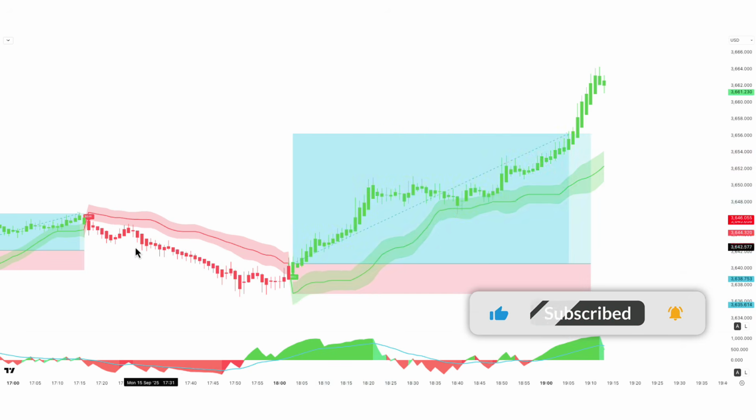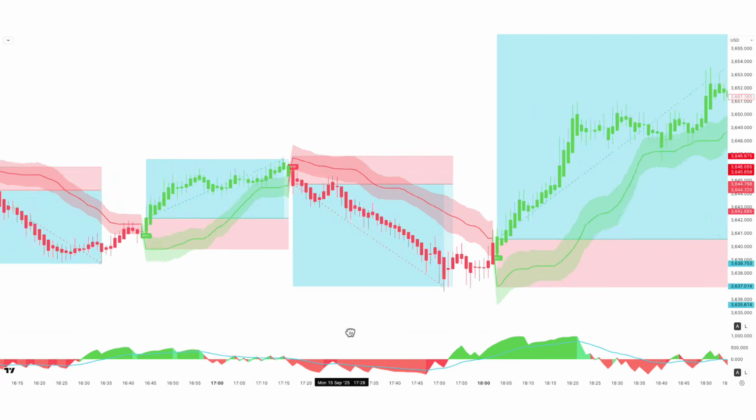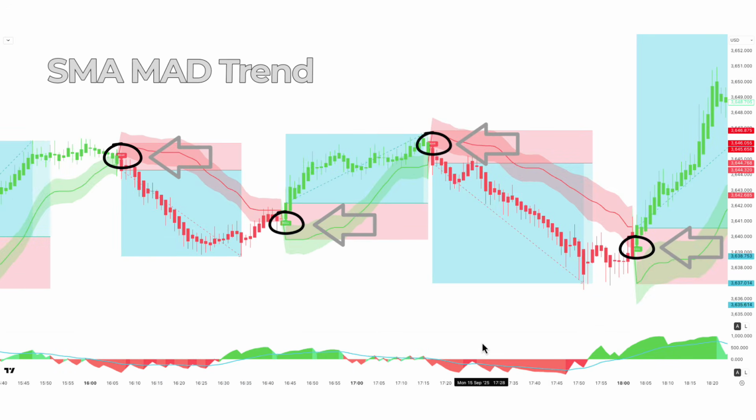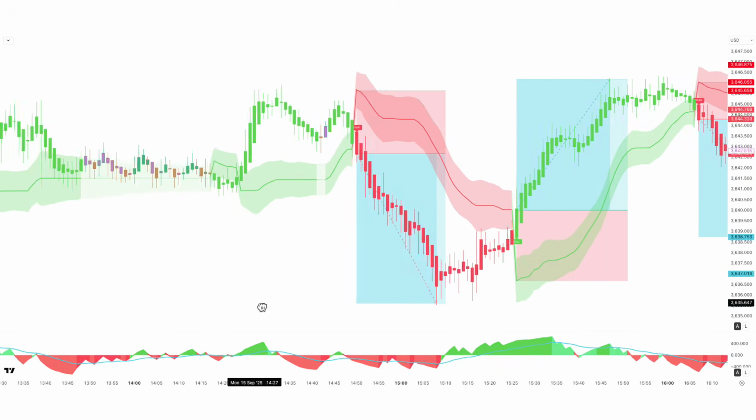We will try not to make the video too long. First of all, let us know about trading tools. The buy and sell arrow indicator we see in the chart is called the SMA MAD Trend Indicator. Now we tell you how we want to trade.